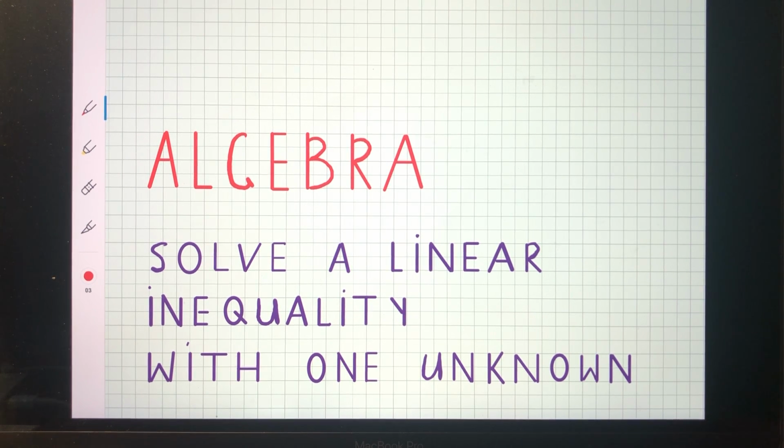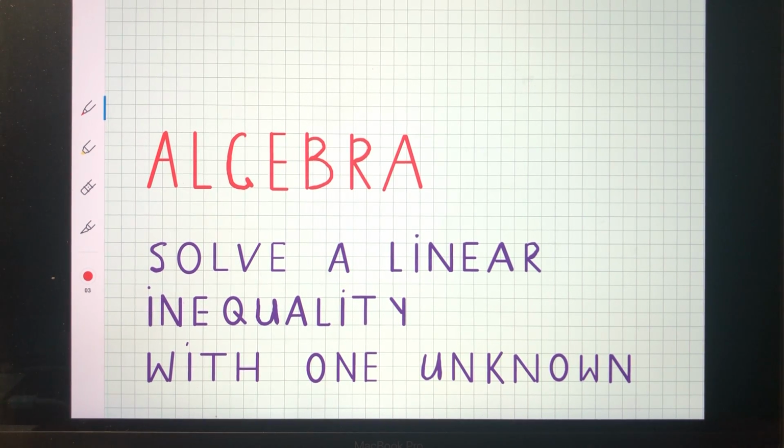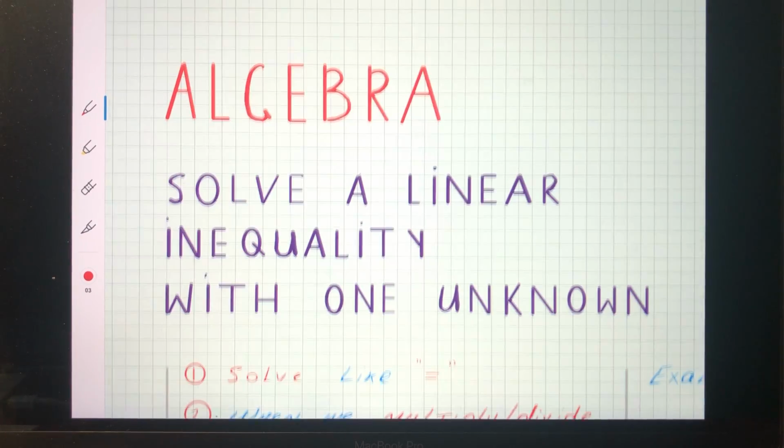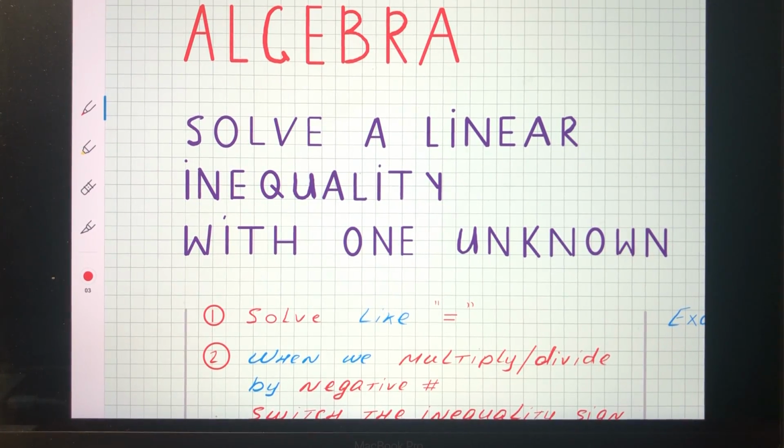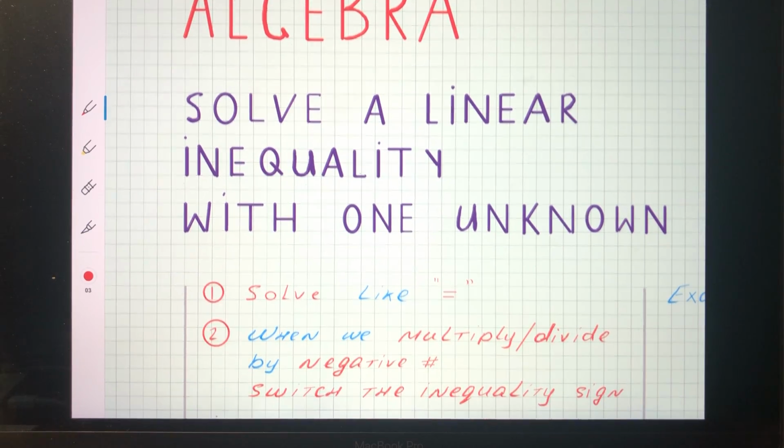Hello and welcome. In this video, let us solve a linear inequality with one unknown. When we solve a linear inequality, we solve it the same way we would solve an equation. We follow the order of operations, we simplify first, then once we simplify, we work with what we have left and we undo all remaining operations using their inverses.